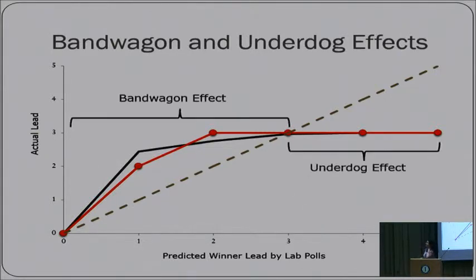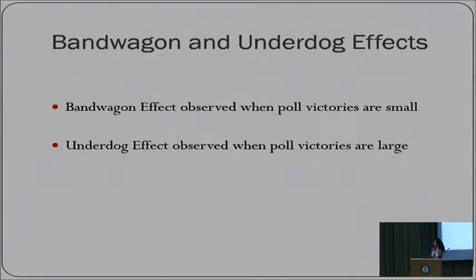So notice that on the left, we actually see the bandwagon effect, because the actual lead is above the predicted lead. Whereas when we look to the right, we see the underdog effect. So effectively, the bandwagon effects are observed when poll victories are small, and the underdog effects are observed when poll victories are large.